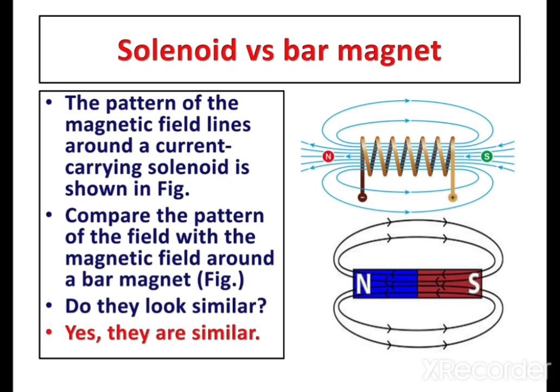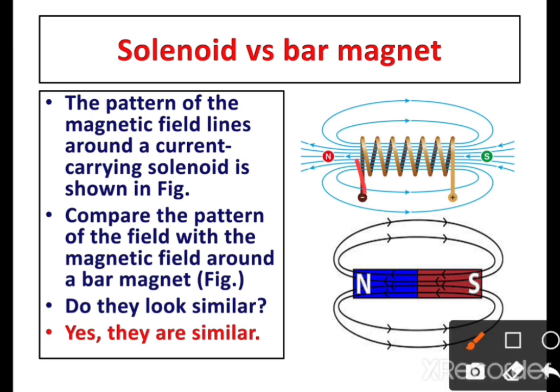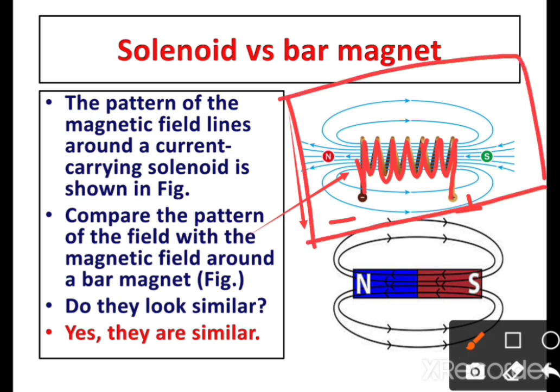And see, when the current is given to the solenoid, the positive and negative, the current is flowing in the solenoid. When the current is flowing in the solenoid, the magnetic field is produced around the solenoid. And see the pattern of the magnetic field lines around a solenoid. You have to see the pattern of the magnetic field lines around a solenoid.